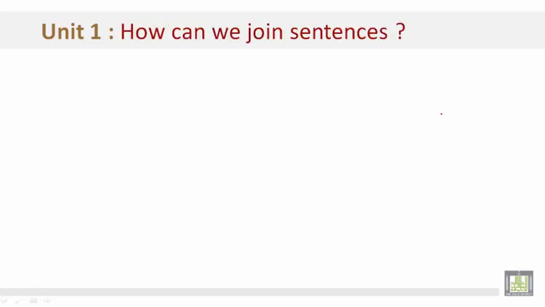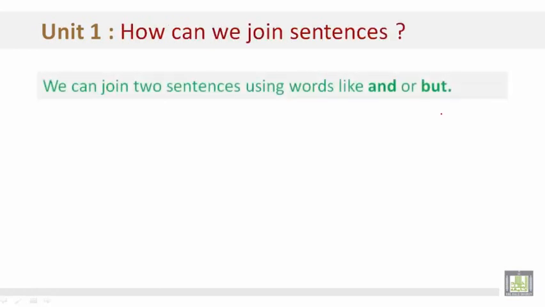How can we join sentences? Well, we can join two sentences using words like and or but, also known as conjunctions.